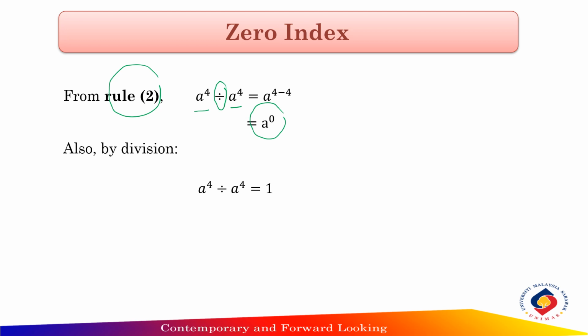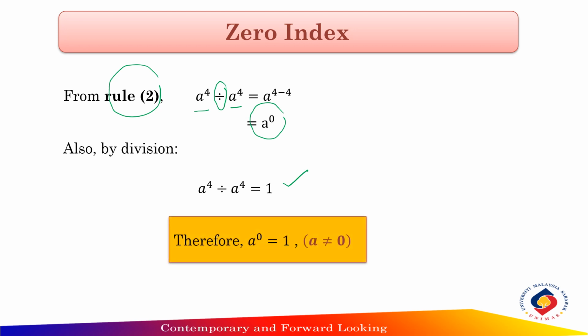Also by division, A to the power of 4 divided by A to the power of 4 will equal 1. So we can conclude that A to the power of 0 is equal to 1, where A is not equal to 0. This one we call zero index. Any value to the power of 0 will equal 1.